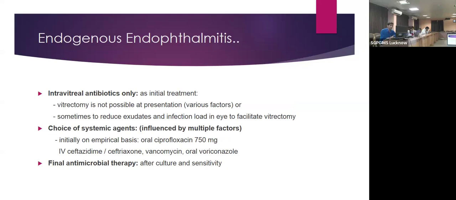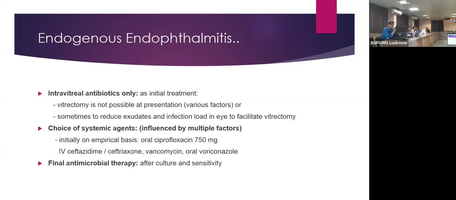Intravitreal antibiotics only, with no surgical treatment, only injections, is the initial treatment in cases where vitrectomy is not possible by virtue of various factors I have told. The patient is not fit for surgery. These are usually sick patients. There may be a bleeding problem so that we can't immediately take the patient for surgery. In those cases, at least antibiotics should be injected inside the eye, so at least the infection can be controlled. If not eliminated or cleared, at least replication must be controlled.